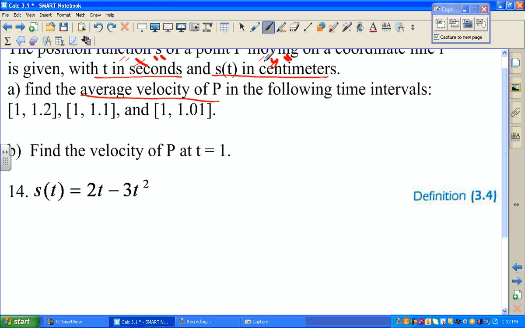Anyway, there's two different parts. One's the average velocity. You remember how to find that? I could call somebody right now not paying attention and embarrass them, or somebody else could answer. Who wants to answer? Average velocity.